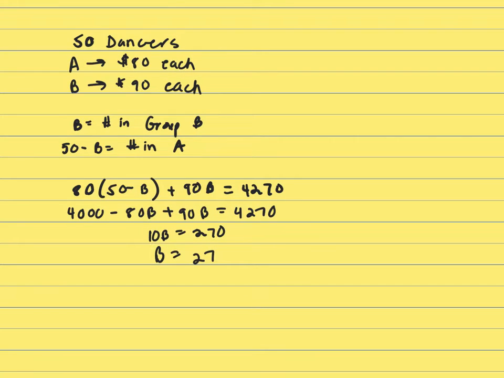So now if we take 27 times $90, 9 times 7 is 63. 18 and 6 is 24. So $24.30 was spent on Group B outfits. And that's answer E.